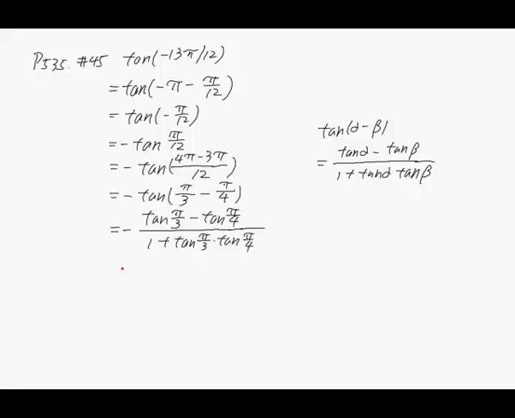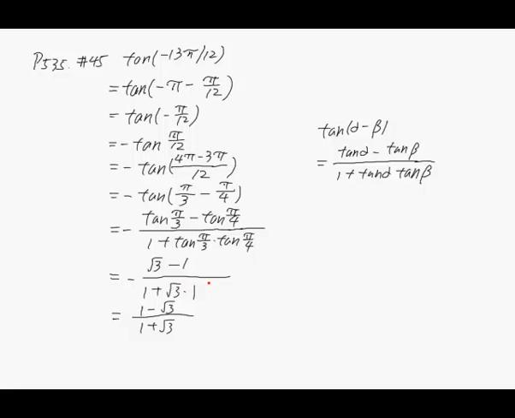Now let's simplify. So this is equal to negative, tangent pi over 3 is equal to root 3, tangent pi over 4 is equal to 1, right? So you have 1 plus root 3 times 1. Now let's multiply this numerator by this negative 1. Then we got 1 minus root 3 over 1 plus root 3.